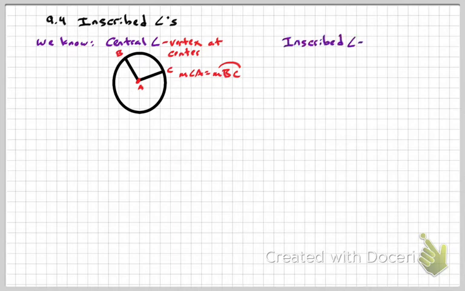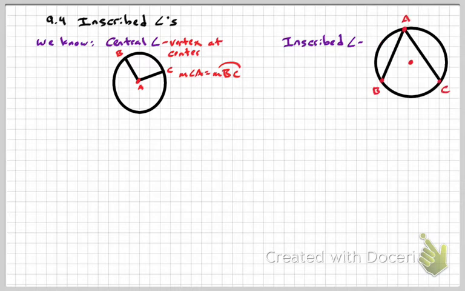We get into inscribed angles. An inscribed angle is different than a central angle in that the vertex is on the circle. Comparing the two diagrams, look at where the location of A is. On the left, A is at the center. On the right, A is on the circle. So an inscribed angle's vertex is on the circle. Also notice the other sides of the angle, AB and AC, are no longer radii, those are now just chords. Okay? So that is the difference.